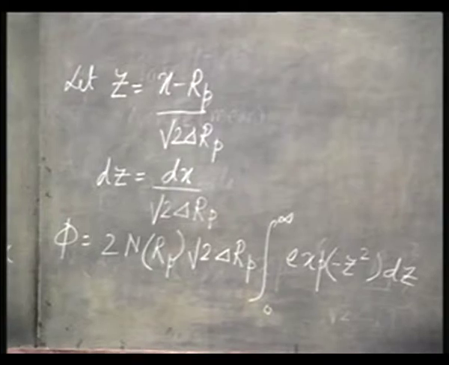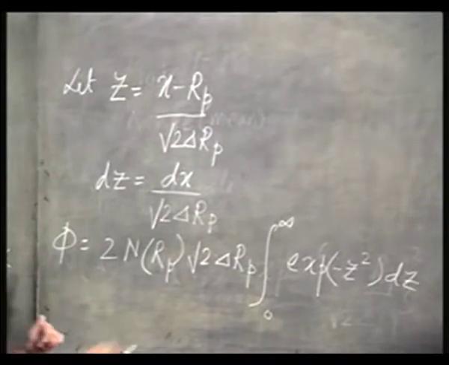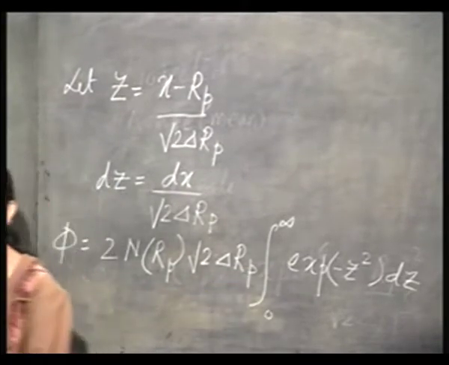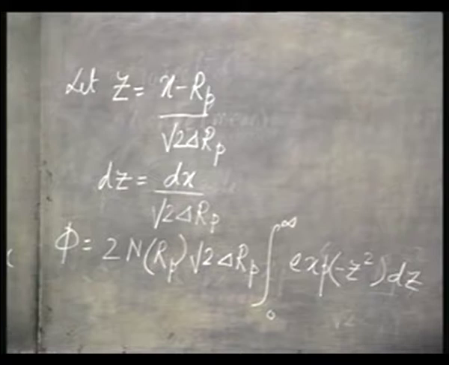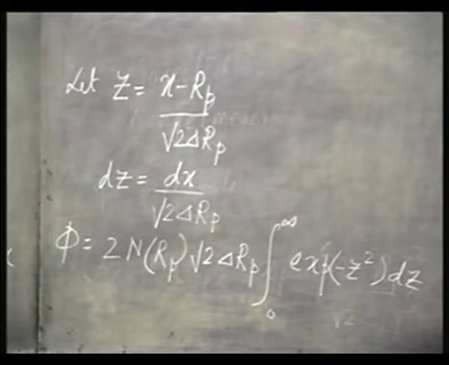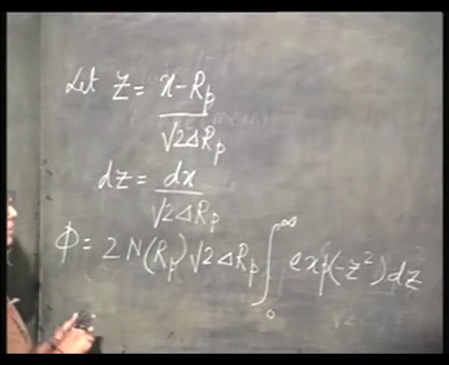Now, do you remember what is the value of this definite integral? Exponential minus z square dz integrated over the limit 0 to infinity, it is root pi by 2. The value of this definite integral is root pi by 2.